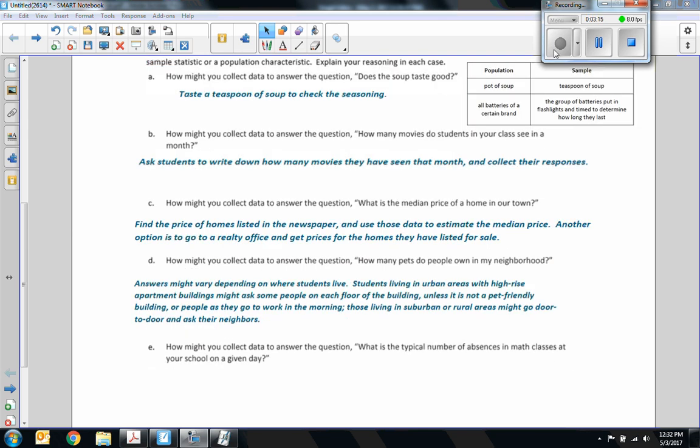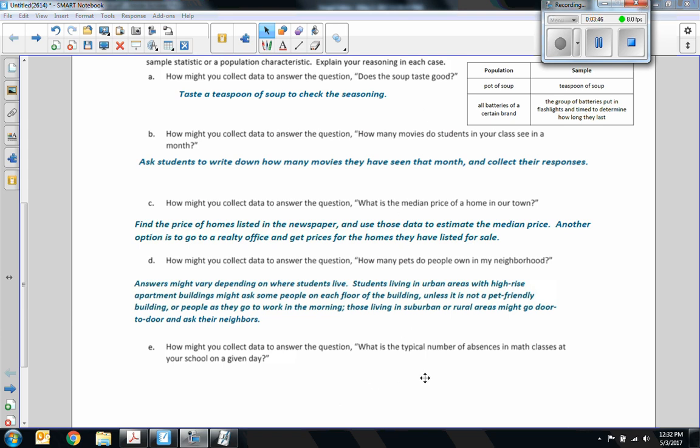Okay, so answers might vary on this one depending on where students live. If students live in an urban area with high-rise apartment buildings, asking some people on each floor of the building, unless it is not a pet-friendly building, or people as they go to work in the morning. Those living in the suburban or rural areas might go door to door and ask their neighbors. So depending on the type of neighborhood, the way you're going to collect your data is going to be different, is what they're saying. So E, how might you collect data to answer this question?